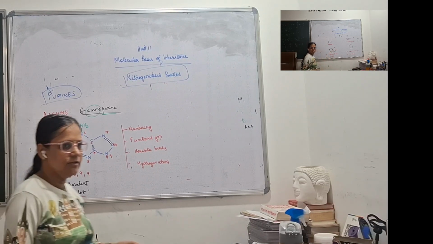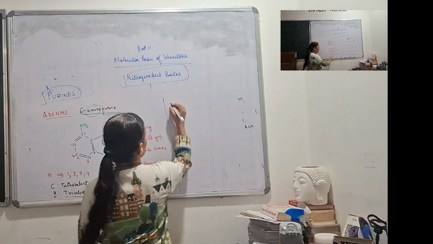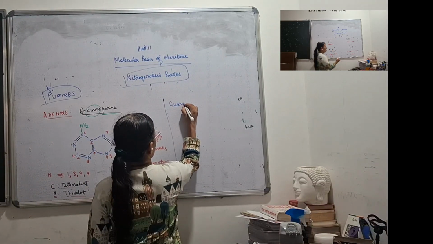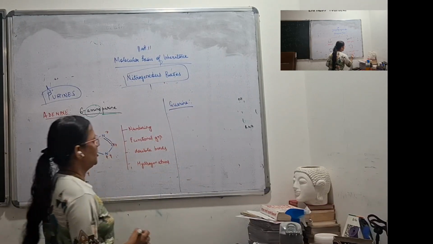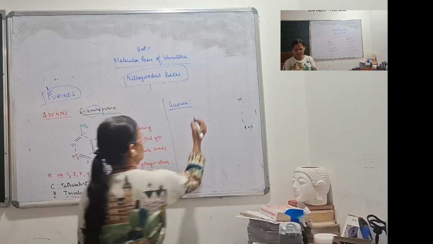Now adenine is done. Second is guanine. The chemical name of guanine is 2-amino 6-keto.